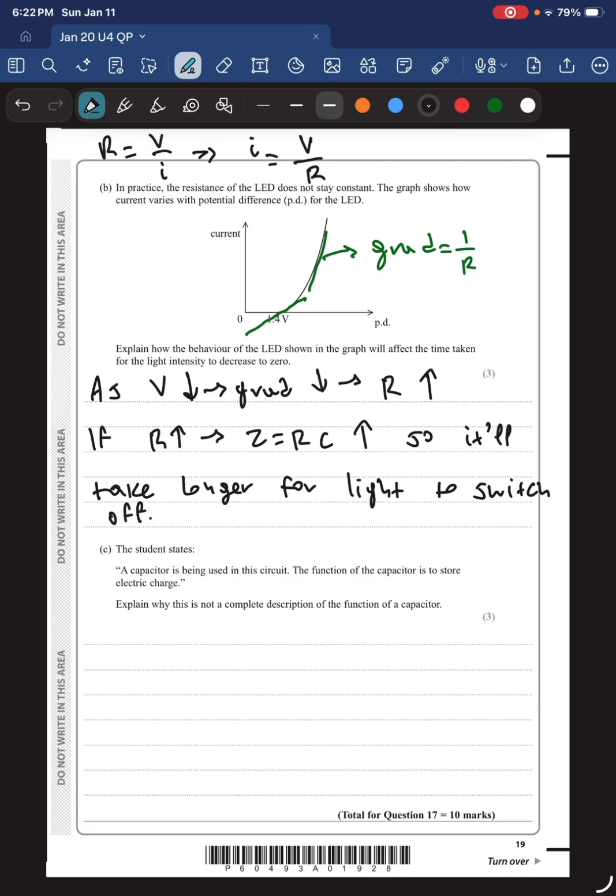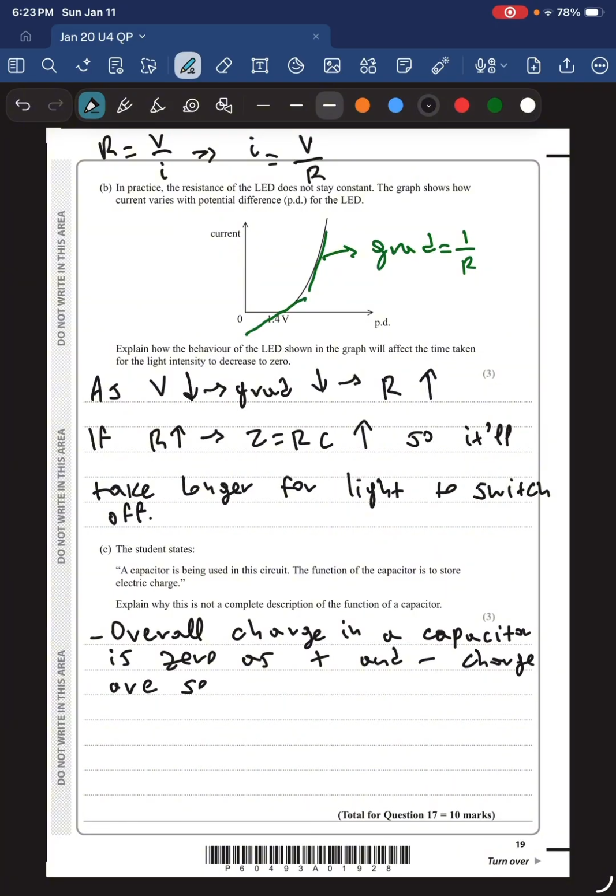The student states a capacitor is being used in this circuit. The function of the capacitor is to store electric charge. Explain why this is not a complete description of the function of the capacitor. So the overall charge in a capacitor is 0 as the positive and negative charge are separated. And they are equal, right? I mean, you have as much positive as negative charge in a capacitor.